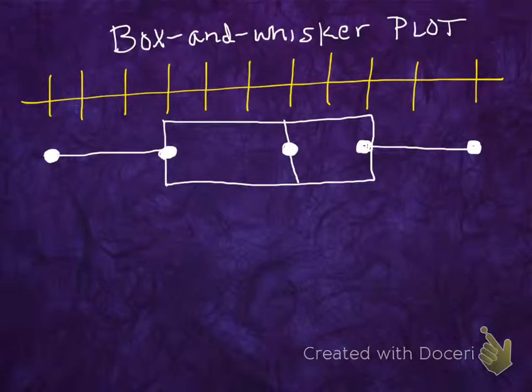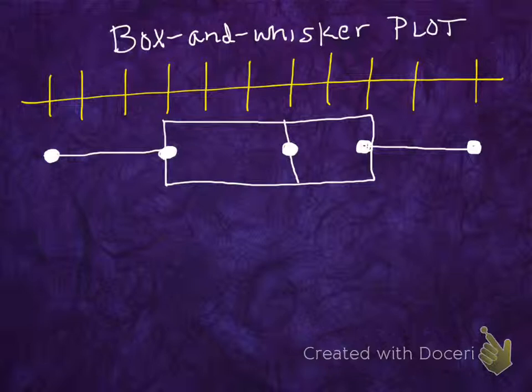Okay, so a typical box and whisker plot looks like this. You start with a number line, and then you have your box, and then two whiskers coming off the sides of it. Each part on this box and whisker plot represents something.